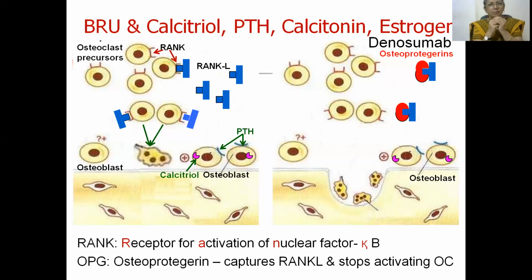Bone resorption can be blocked. So denosumab has been developed as an anti-resorptive agent, like bisphosphonates, as we will see later.